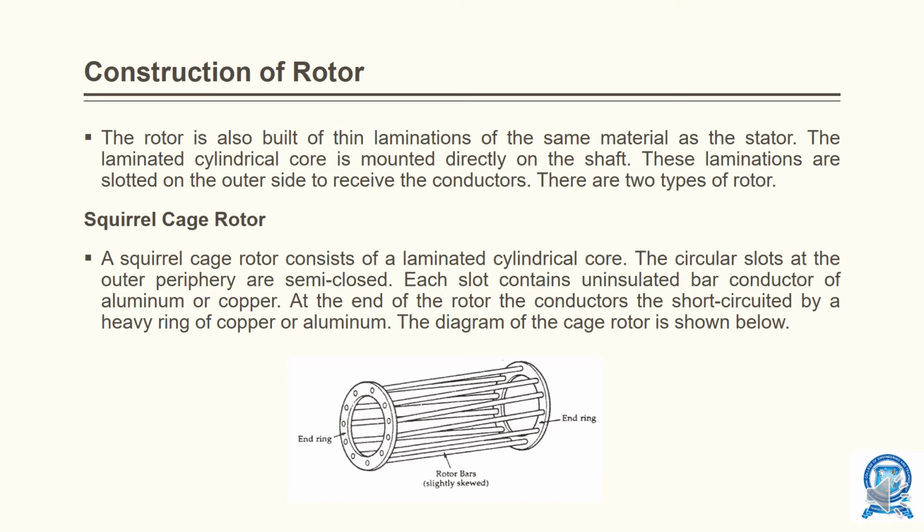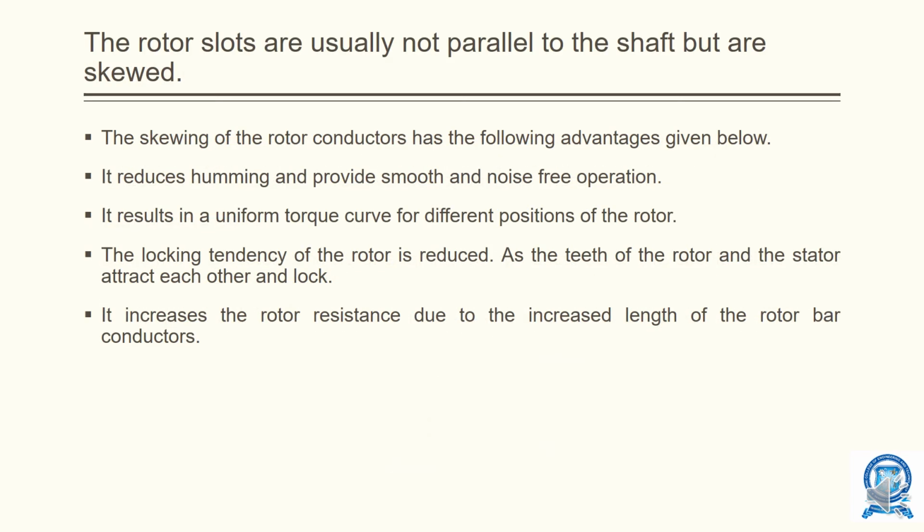One more thing to be noticed is that the bars are slightly at an angle. We call this skewing because they are slightly skewed. Why? In order to avoid cogging of motor, we go for skewing. So here comes the reason why we have skewed. The rotor slots are usually not parallel to the shaft, but they are skewed. The skewing of rotor conductors has the following advantages.